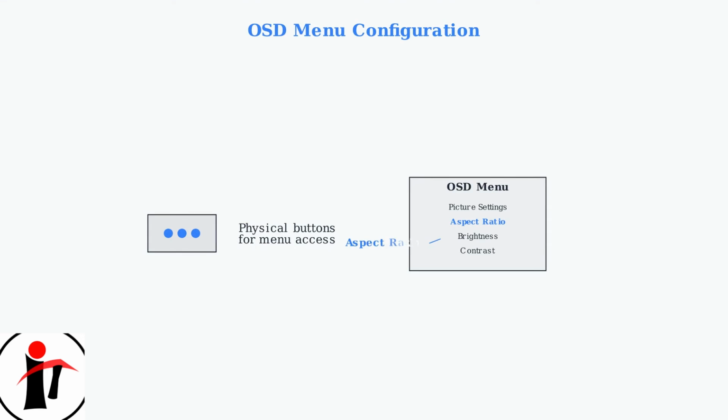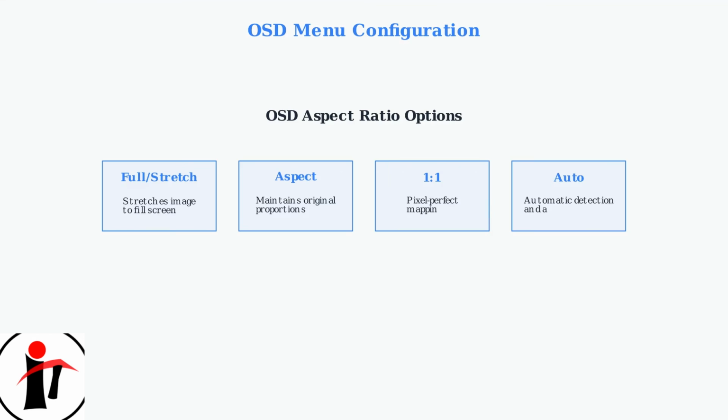Navigate to the picture or display settings in the OSD menu. Here you'll find the aspect ratio option, which controls how the image fills your screen. The OSD menu offers several aspect ratio options. Full or stretch mode stretches the image to fill the entire screen. Aspect mode maintains the original proportions. 1:1 provides pixel-perfect mapping, and auto mode automatically detects and adjusts the display.